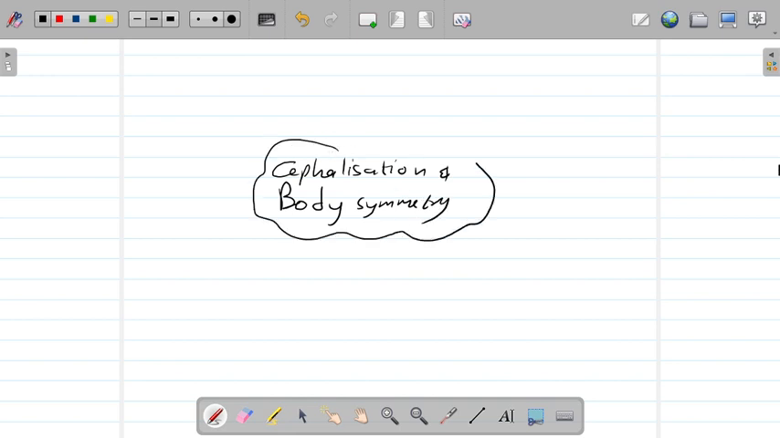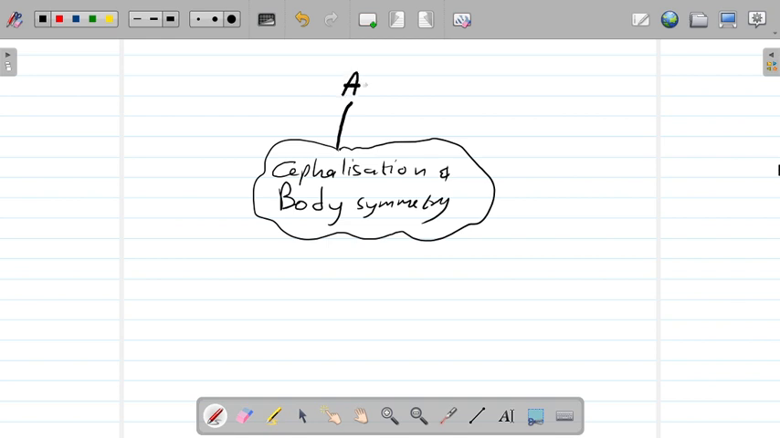What is body symmetry? So I want to make just a summary of it. Right. So what are we going to be looking at? We're going to be looking at symmetry, obviously, and what the three different types of symmetry are.